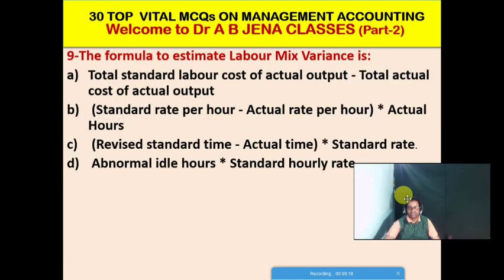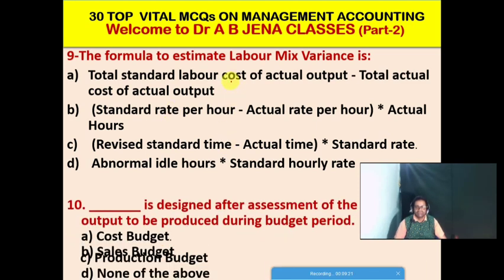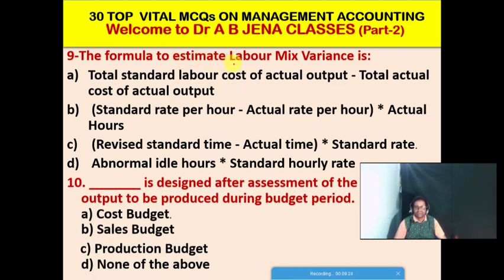Next MCQ, from standard costing. The formula to calculate the labor mix variance is what? A is total standard labor cost of actual output minus the total actual cost of output. B is standard rate per hour minus actual rate per hour into actual hours. C is the revised standard time minus actual time into standard rate. D is abnormal idle hours into standard hourly rate.